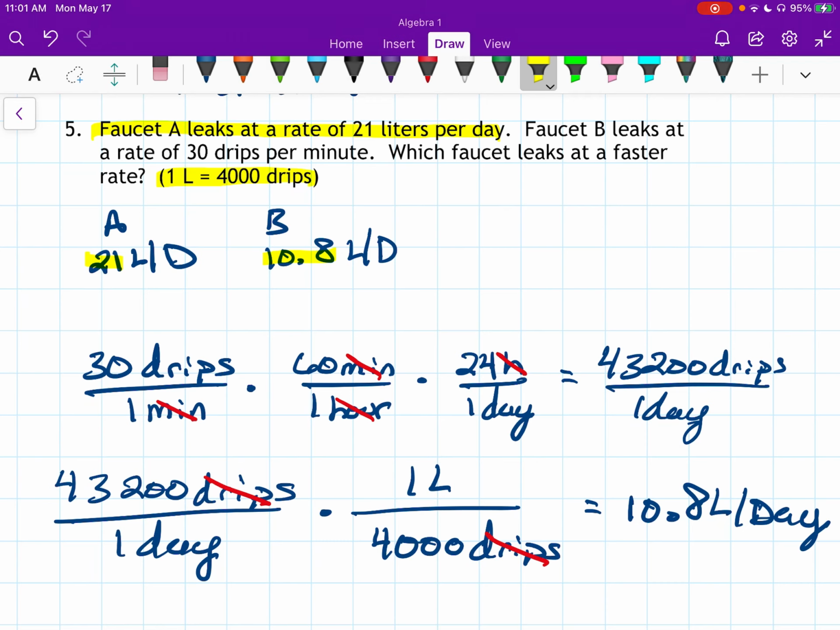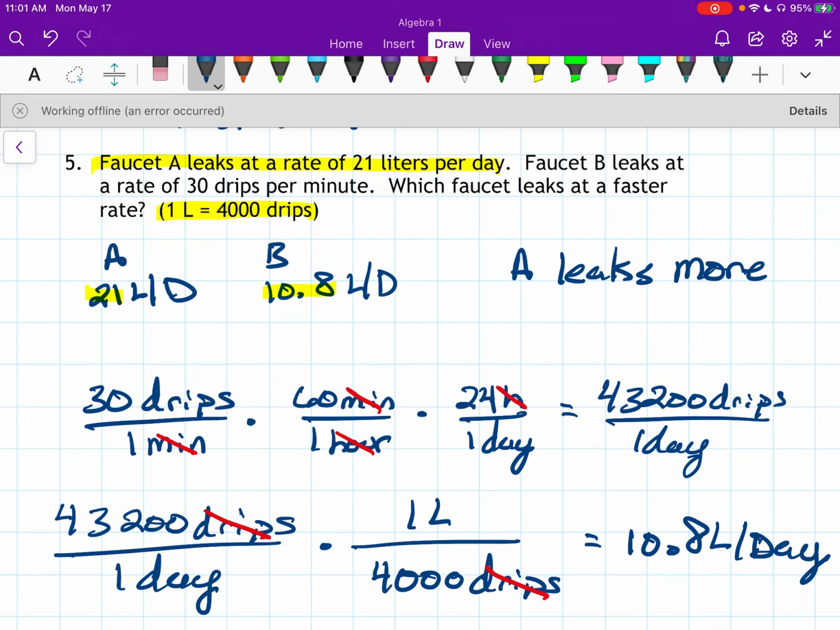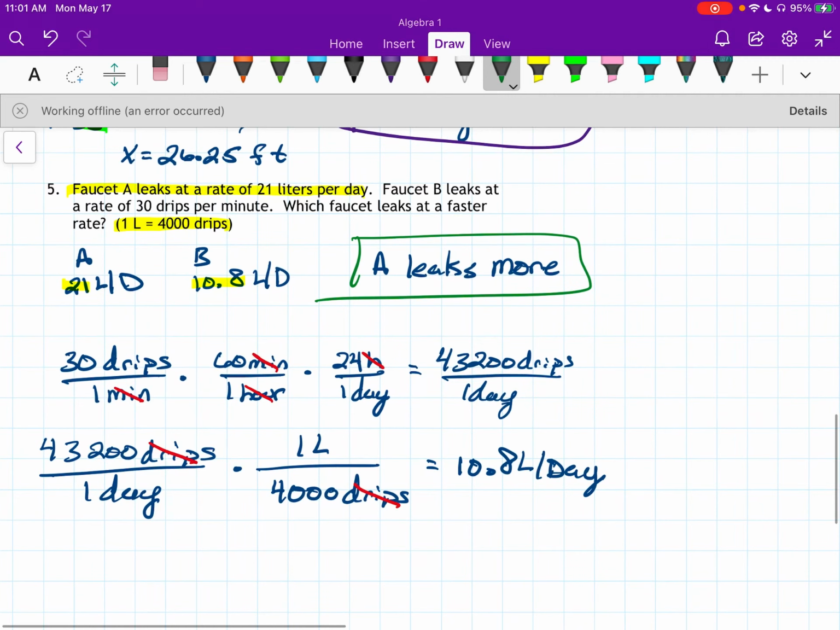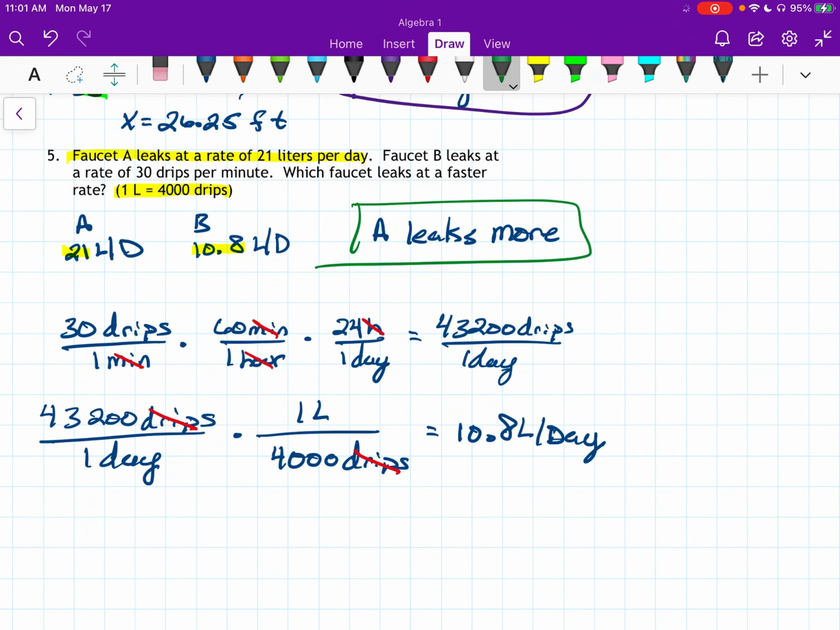So the question at the beginning was, which faucet leaks at a faster rate? Faucet A. A leaks more. Or we could say it leaks faster. All right, that is that. Make sure that you get the conversion factors. There's lots of other videos on YouTube that might be able to help you out. And if you're still confused, shoot me an email and I'd be happy to help you.